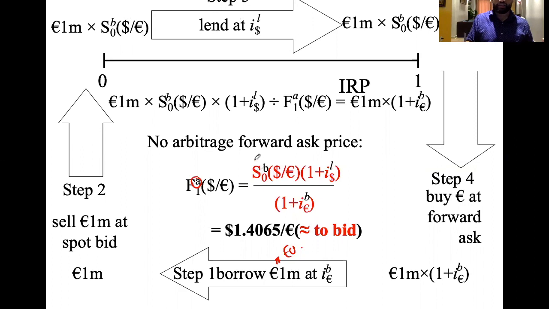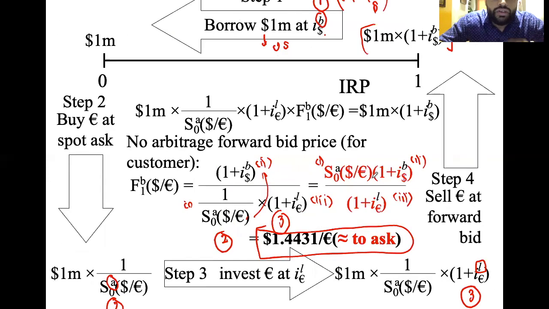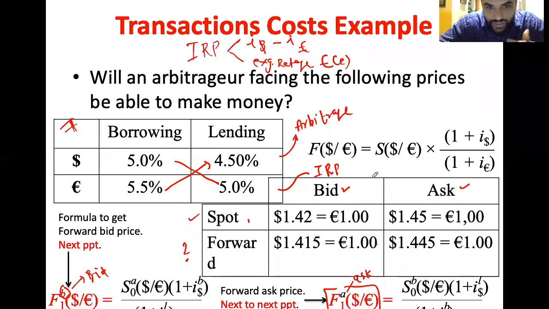If you're going to do the same thing, let's say step 2, and step 3, and step 4. If you rearrange, you get this number. That's 1.41, right? 1.41, yes. So this is the idea to find the two different prices, which are the forward and the spot rate.